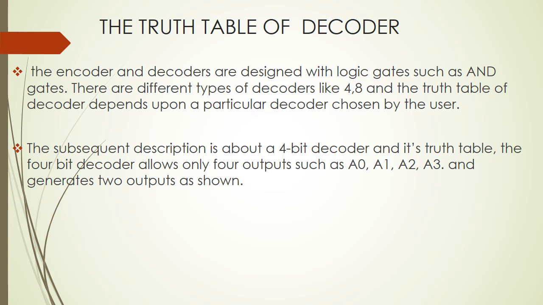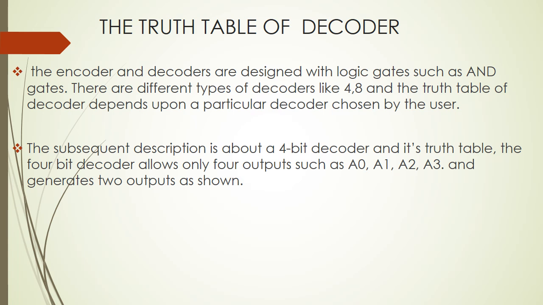So let's look at the truth table of the decoder. The encoder and decoders are designed with logic gates such as AND gates. Of the input lines, only one can be active at a time. The output will be the binary code, which is high and low. There are different types of decoders like 4 to 8, and the truth table of a decoder depends upon the particular decoder chosen by the user.